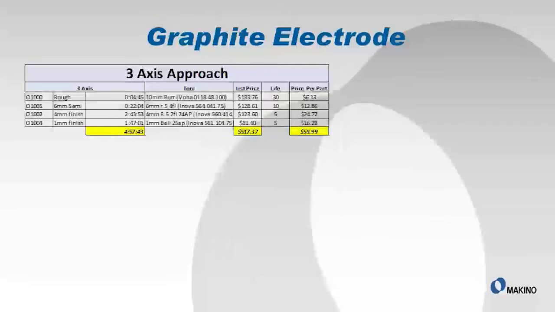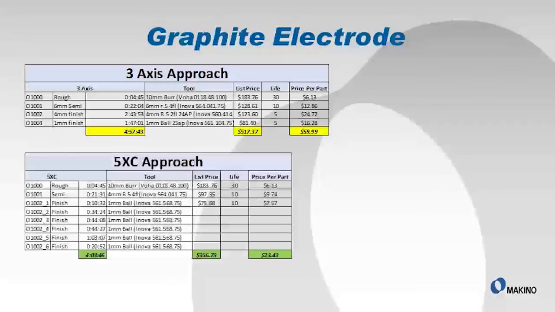What I've done here is I've taken the information from that honeycomb graphite electrode and broke it down into the different tool paths and everything. And so you see the 3-axis approach here, and then here's the 5XC or 5-axis, full 5-axis approach.